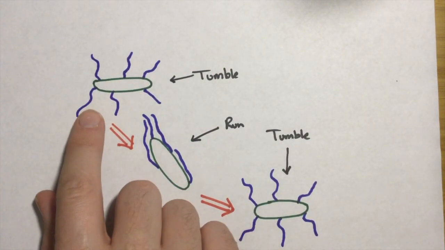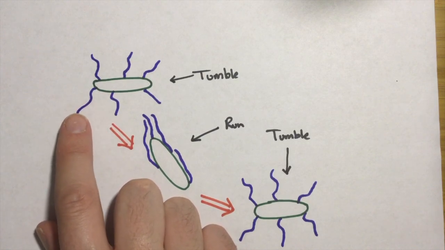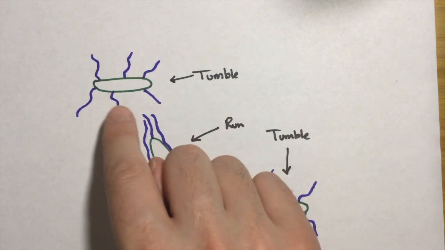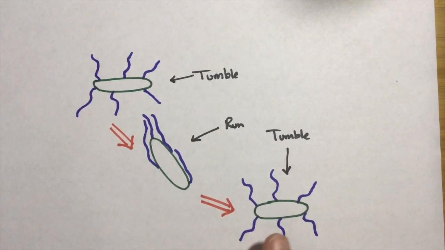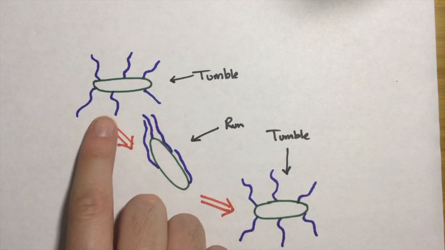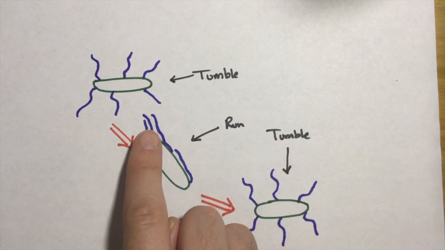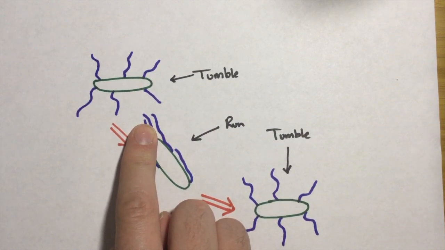So that's how, although it doesn't seem intuitive at first, these peritrichous bacteria are able to move in one direction: when these hairs start spinning, they catch onto each other and all push in the same direction.